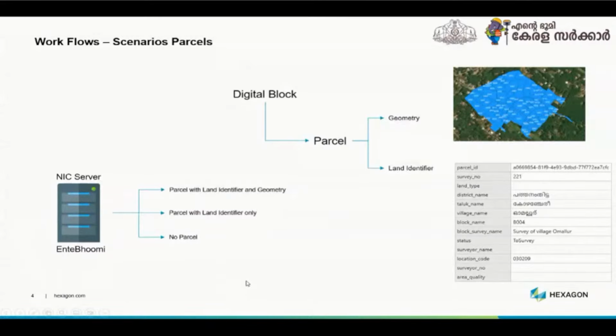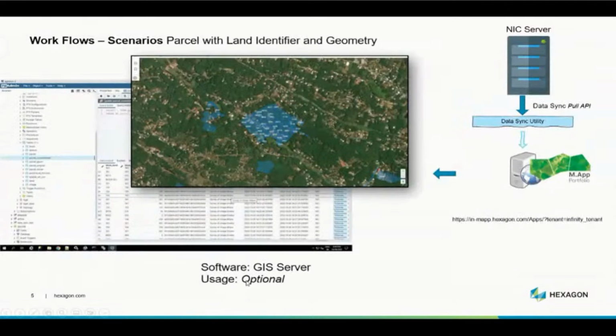Right, sir. So now let us go slightly more into details. Now let us look at the first scenario. There is a parcel, there is a land identifier, and geometry is already there, right? That means Ante Bhumi is already having all the information from release. Everything is there. It is coming from the NIC server.